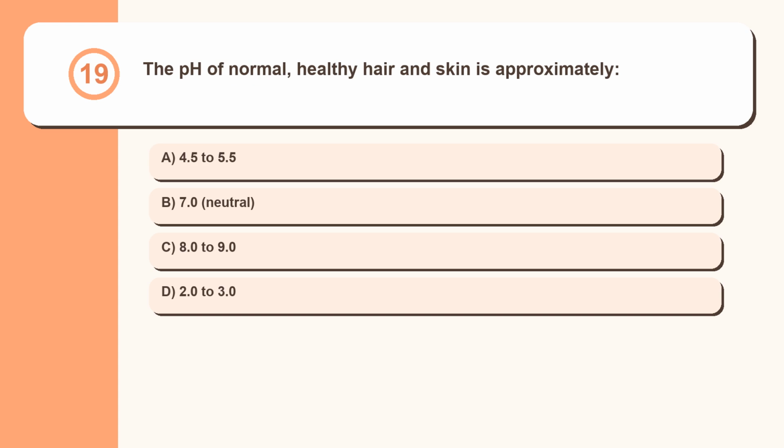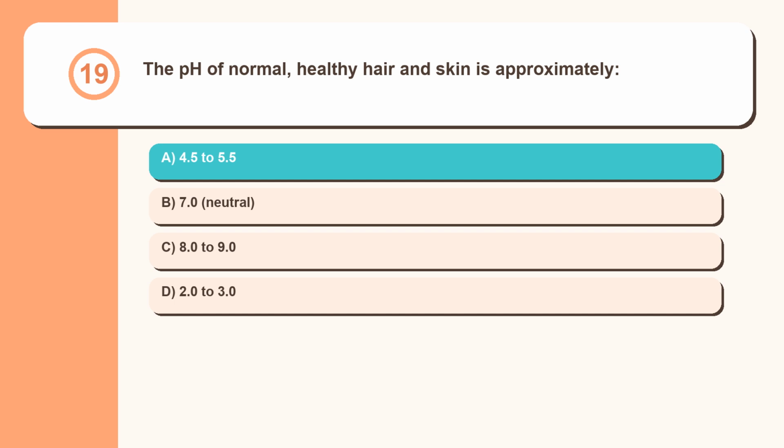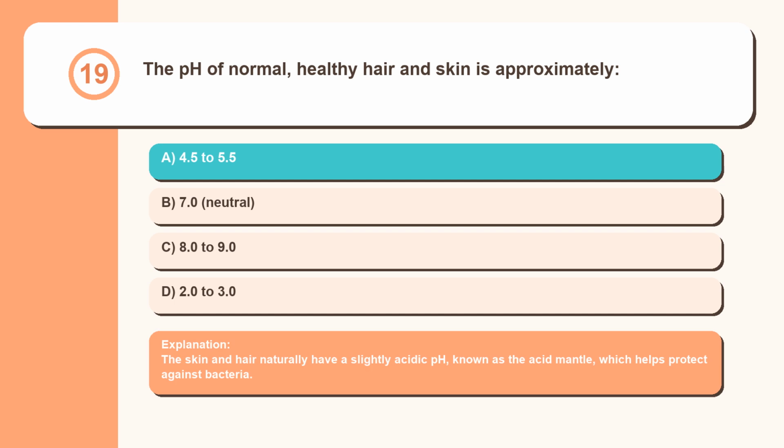Question 19. The pH of normal, healthy hair and skin is approximately 4.5 to 5.5, 7.0 neutral, 8.0 to 9.0, 2.0 to 3.0. The skin and hair naturally have a slightly acidic pH, known as the acid mantle, which helps protect against bacteria.